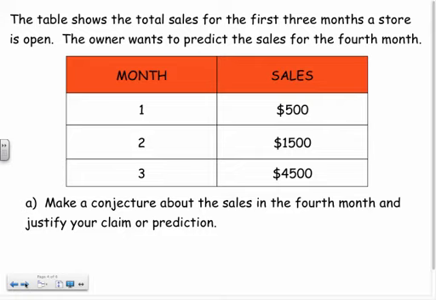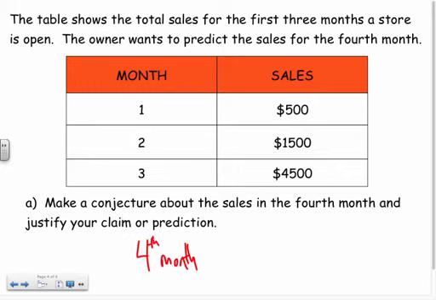We can also get into a story problem here where we're making a conjecture. So this table shows the total sales for the first 3 months of a store, and the owner wants to predict the sales for the 4th month. So we're just looking for that pattern again. So I want to know in that 4th month what's going to happen. So month 4, the 4th month.